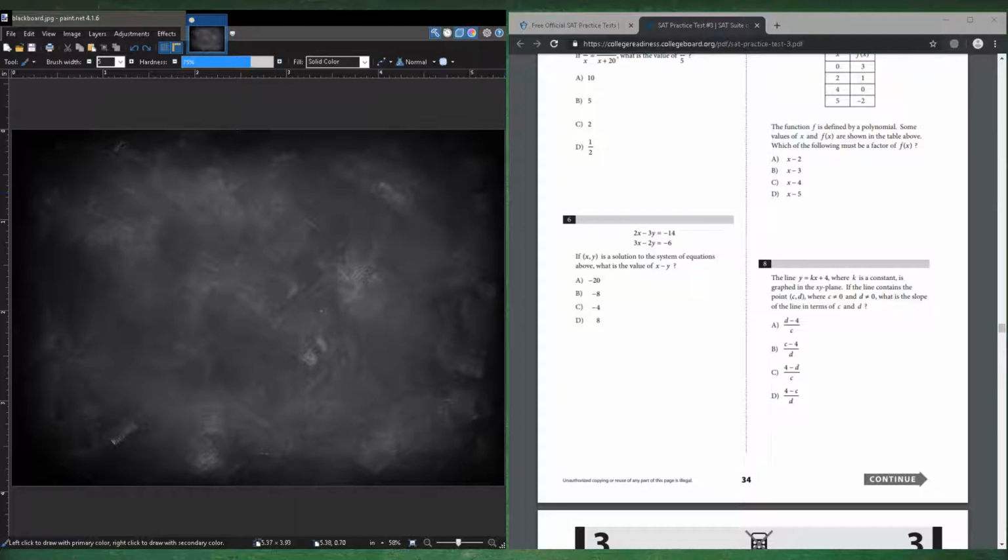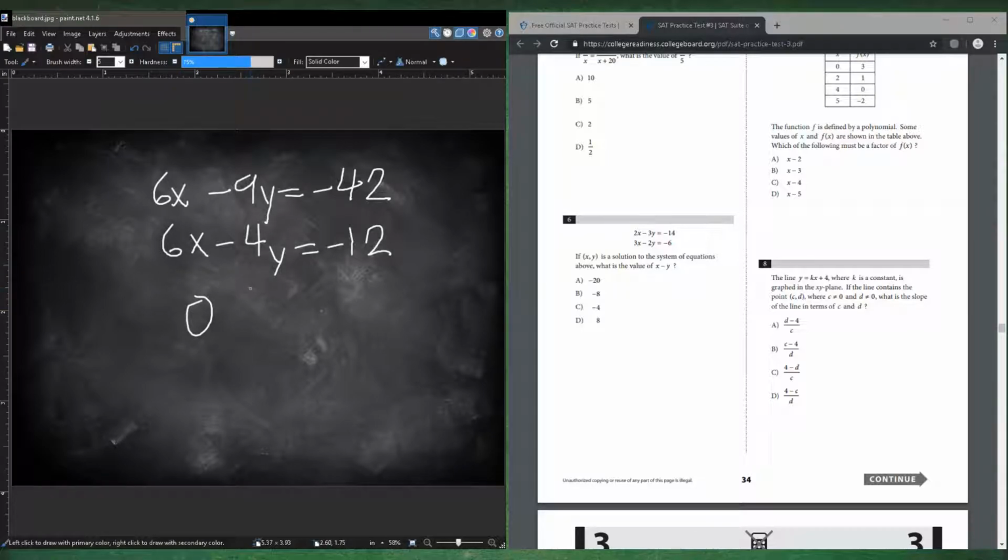So I'll multiply the first equation by 3, because the second equation has 3x, and I want to cancel out the variable x. So that will make 6x minus 9y is equal to negative 42. And I'll multiply the second equation by 2, because the first equation has 2x. So that'll get 6x minus 4y is equal to negative 12. And now I'll subtract equation 2 from equation 1. So that will be 6x minus 6x is 0. Negative 9y minus negative 4y is negative 5y. And negative 42 minus negative 12 is negative 30. So y is equal to 6.